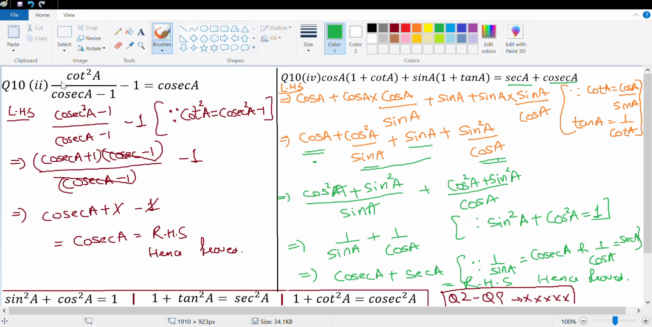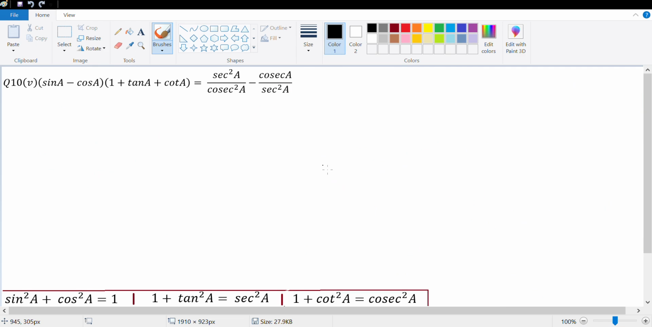The next question that we'll do will be question number 5. Perfect. Question number 10 part 5. Let's look at this. It says sine minus cos into 1 plus tan plus cot. So again, let's try and open the bracket and see if I can get some terms, because I can't think of a relation where there is sine.